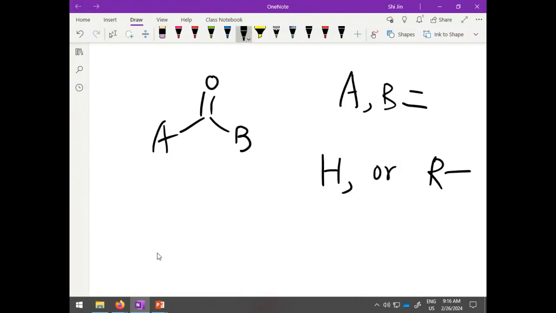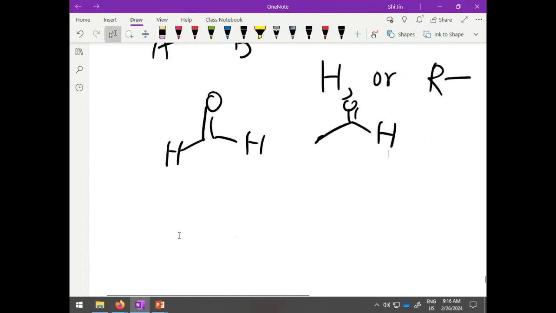So if at least one of A or B is a hydrogen, we call it an aldehyde. So this one is an aldehyde, and this one is an aldehyde. But if both sides are hydrocarbon, let's say this one, it is a ketone. These are ketones and aldehydes.